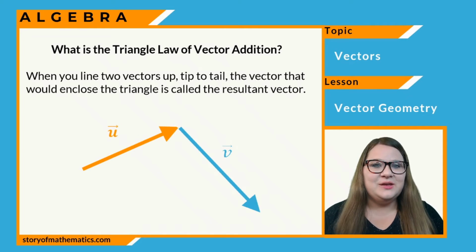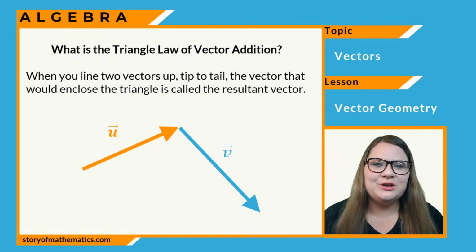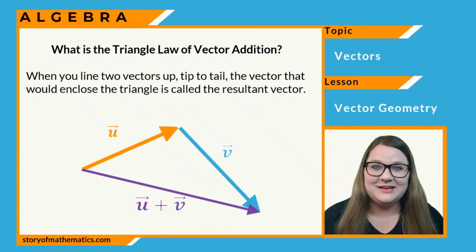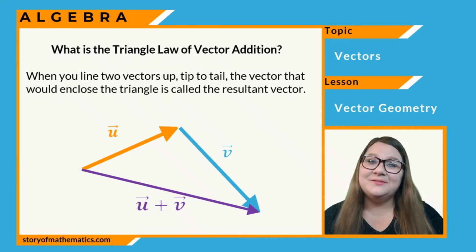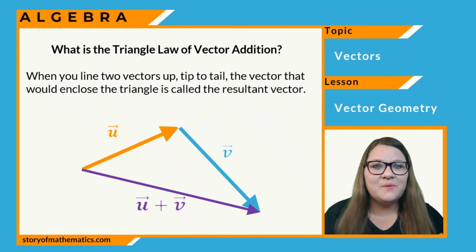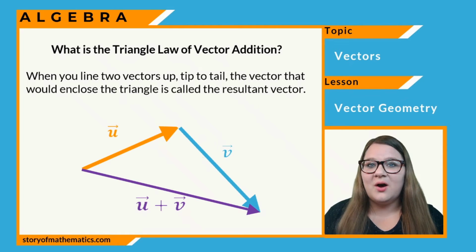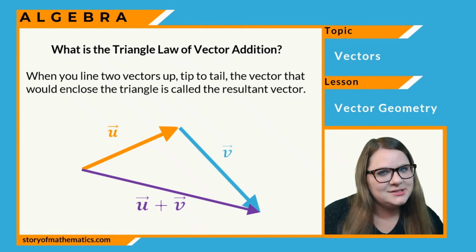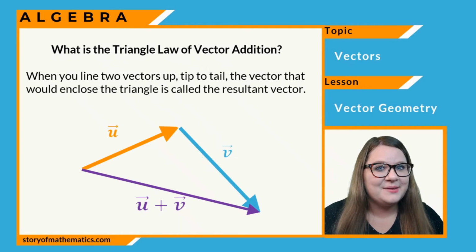So let's say I have U and V. To enclose this triangle, I'm going to draw a vector from the start of U to the end of V. This is U plus V, or the resultant vector. Now, this is what we've been working with when we use our 1-letter naming system. But let's extend this into geometry with the 2-letter naming system.